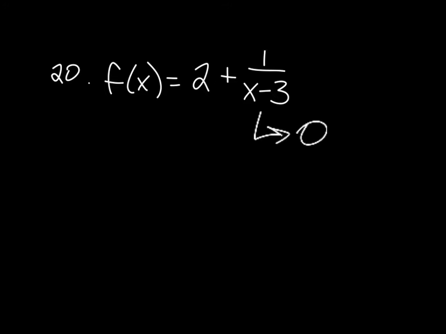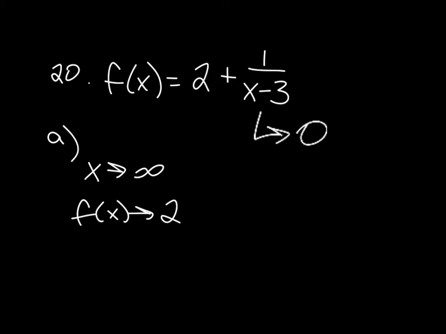So part A, as x gets crazy big, that's what it's saying, then as x gets super big, our function gets closer and closer to 2. Now, that's going to be true whether we're going to positive infinity or negative infinity. Because we are really getting such a big number that basically in either direction, this term is going to 0.